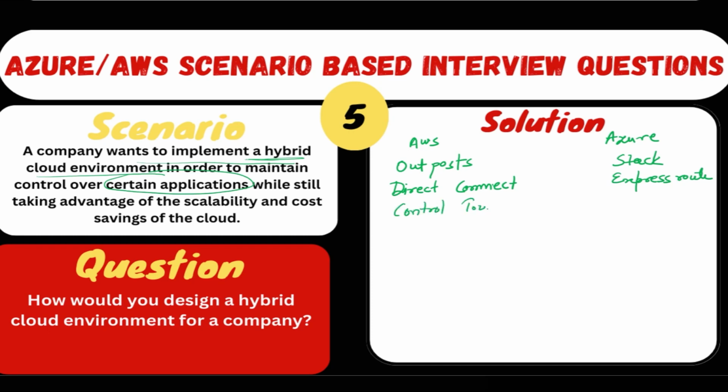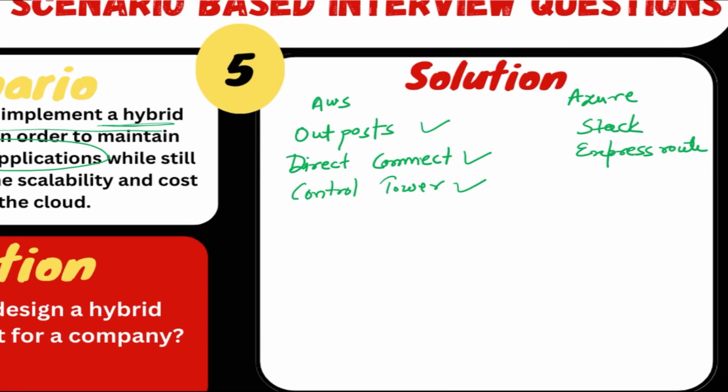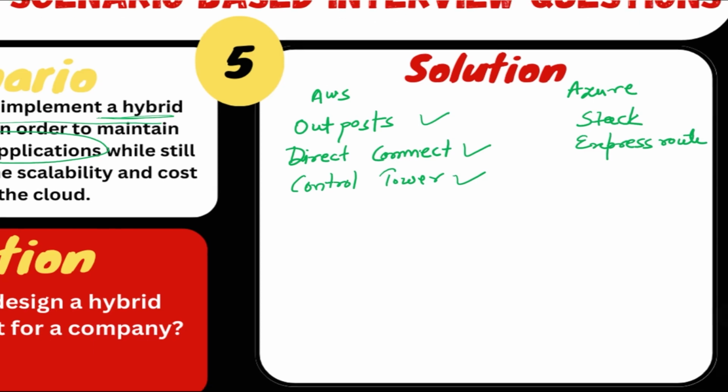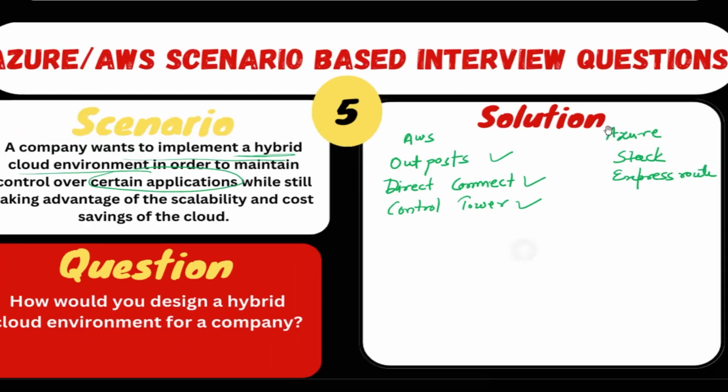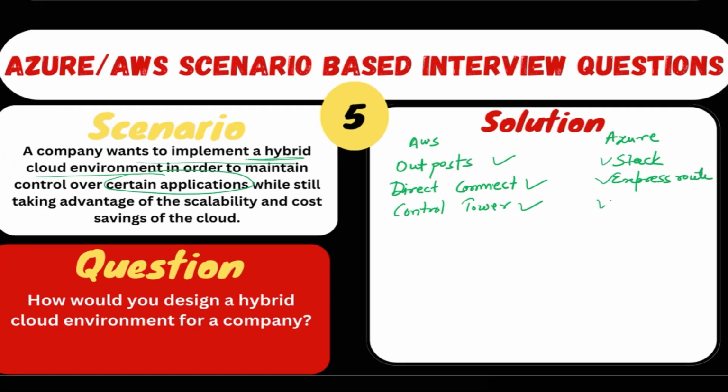So in this case, we have a few services from AWS, like the AWS Outposts service, the AWS Direct Connect service, and the AWS Control Tower service that will help us set up a hybrid cloud environment. We will talk about it in Azure terms. We have the Azure Stack service, the Azure ExpressRoute service, and the Azure Arc service. Let's understand how these services will help us provide an effective solution.